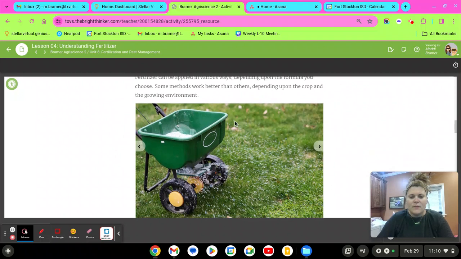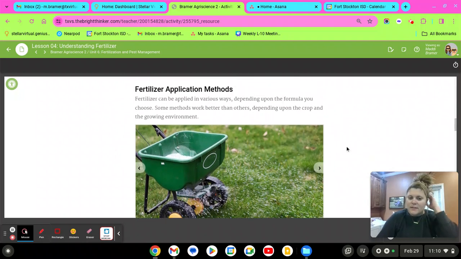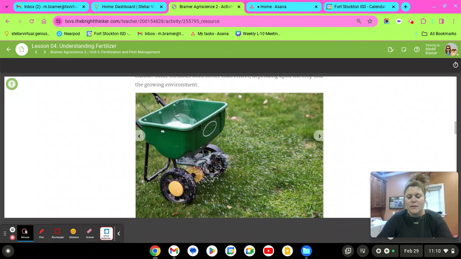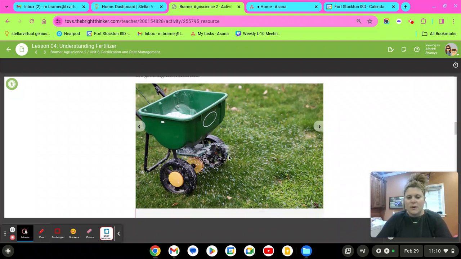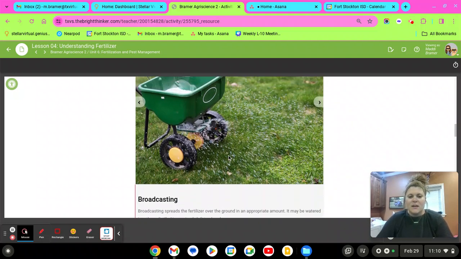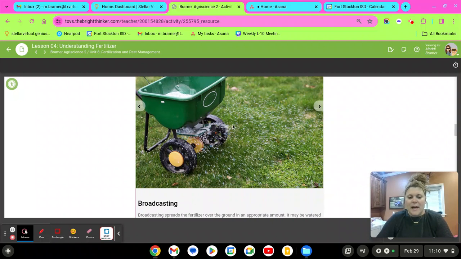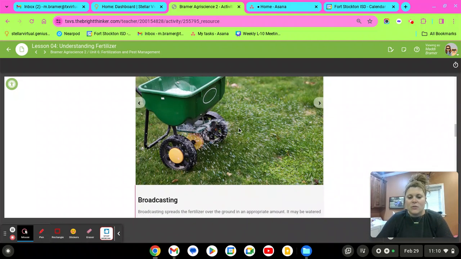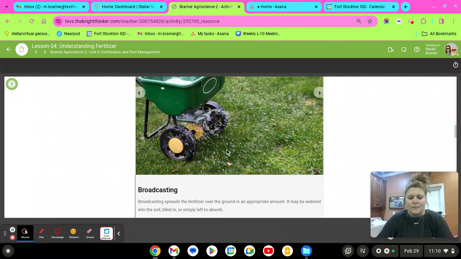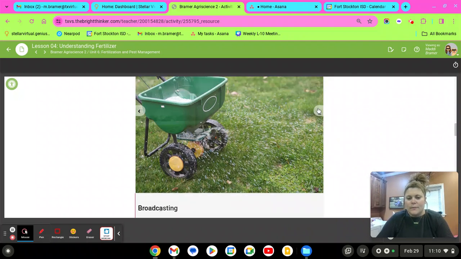So there's different ways that you can apply fertilizer. So you've probably seen this maybe at a golf course, or if you've played baseball or softball, someone maintaining the fields, or maybe in your lawn. It's called broadcasting. It can be done small like this, or on a larger scale. So that spreads the fertilizer over the ground in an appropriate amount, and then it's watered into the soil, tilled in, or left to absorb.